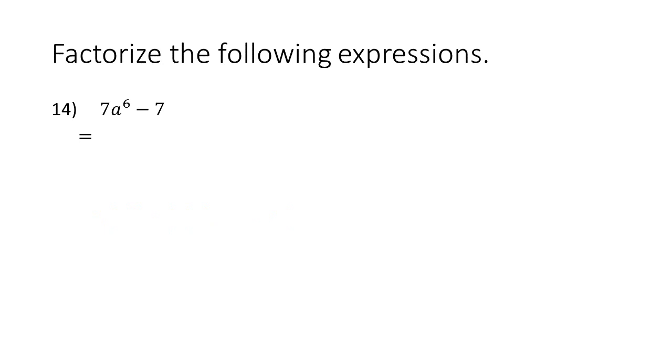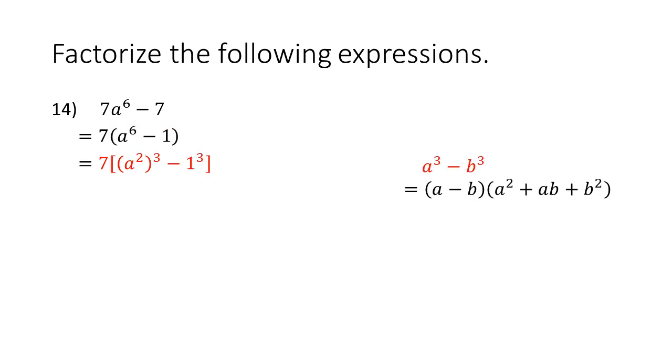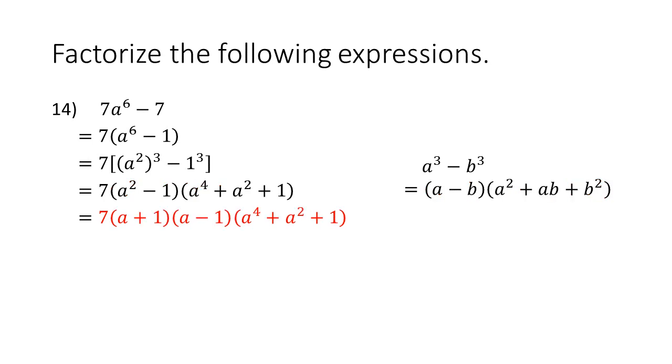Now we look at question 14. 7 is taken out again, and change a to the power of 6 to the cube of a squared. If you use the identity of a cubed minus b cubed and the same method as the previous question, it becomes 7 multiplied by (a squared minus 1), multiplied by (a to the power of 4 plus a squared plus 1). This time we haven't finished, as a squared minus 1 can be written as (a plus 1), multiplied by (a minus 1), and then copy the rest.